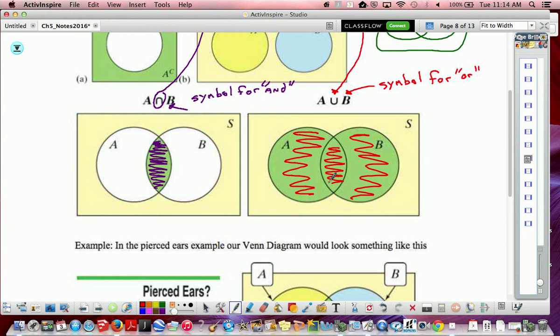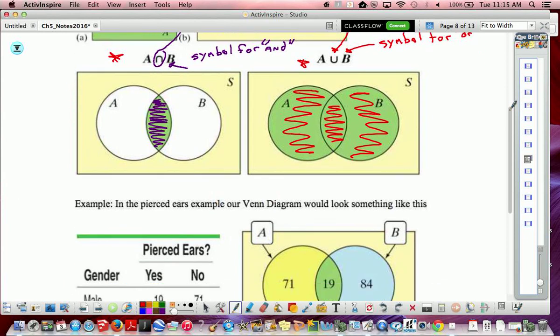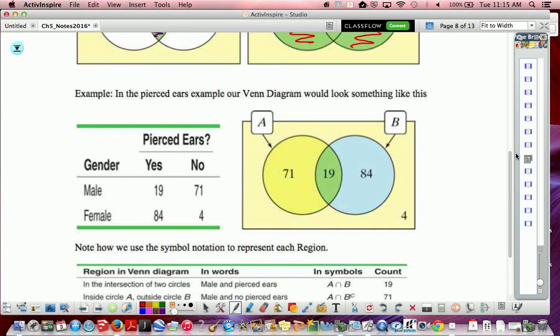So one of the things that we want you to be able to do here today is to be able to go from a two-way table to a Venn diagram and vice versa, and to be able to write probabilities using this type of notation. So we're going to do some examples like that today. But what we want to first do is show you how the notation works.